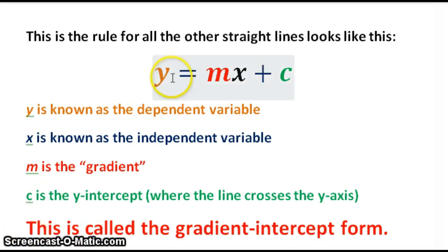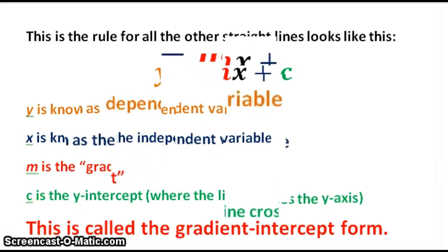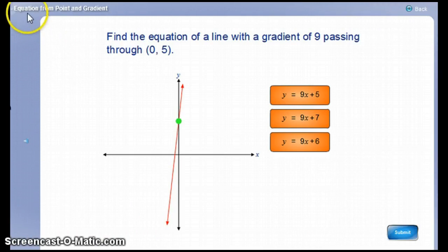Now we wanted, this time, to be able to, from written information, pick the right rule for the straight line. And we want to do it in a way where we're not using a formal method, because we want to see if there's a logical way to do it in our heads. So this is the lesson from Mathletics, equation from point and gradient. Now there's a formal way of doing this that I'll show you later, but I want to show you a way of doing it using your logic.